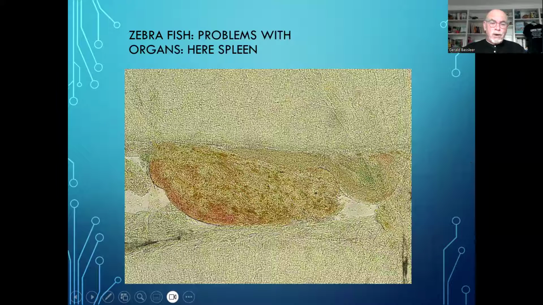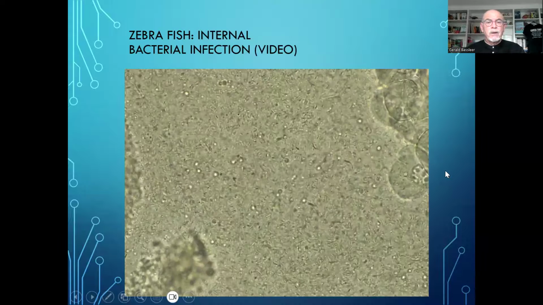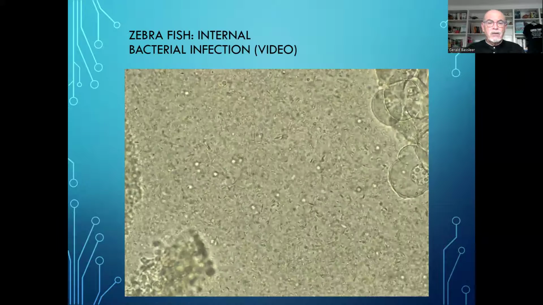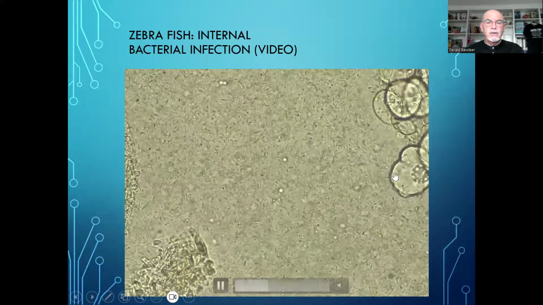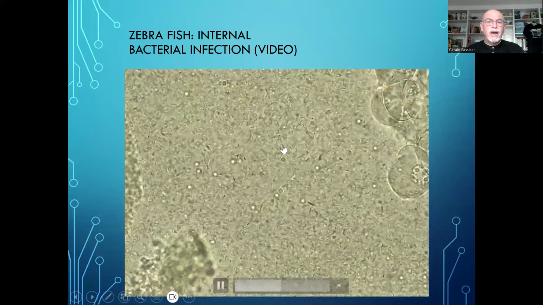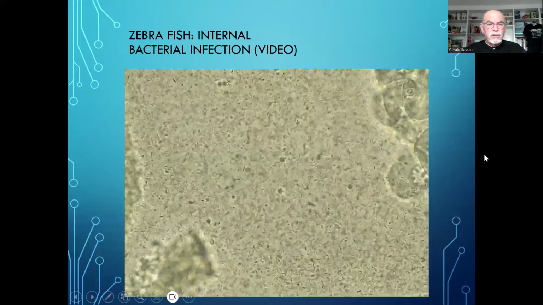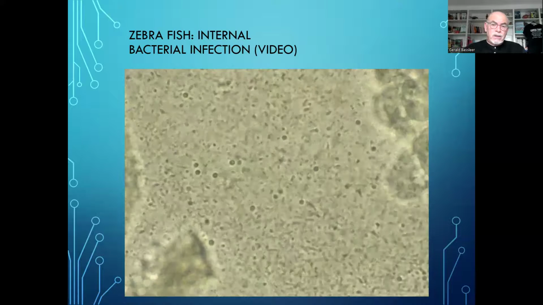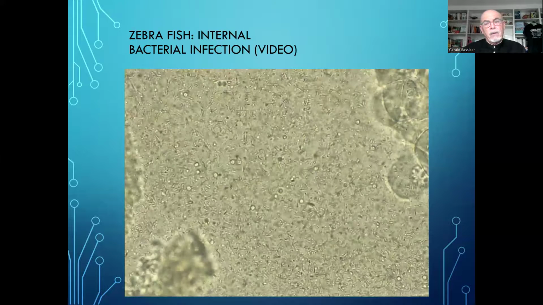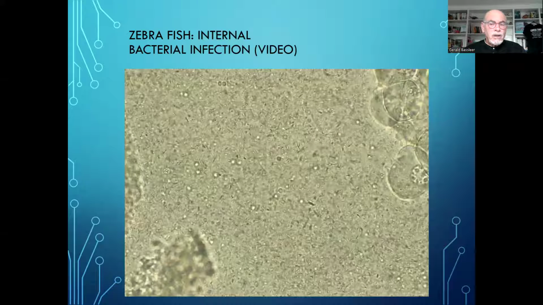And here we see the problems in the organs. Secondary bacterial infections occur. You see the spleen, which is in very bad condition. We see bacterial infection internally. You see all the little tiny rods and little points. I think there are two or three different kinds of bacteria infecting the fish. And usually this is secondary, because the parasitic infection weakens the fish and it becomes more susceptible to bacterial infection.